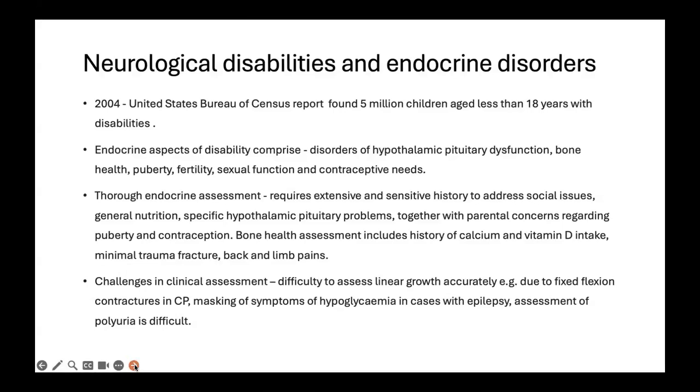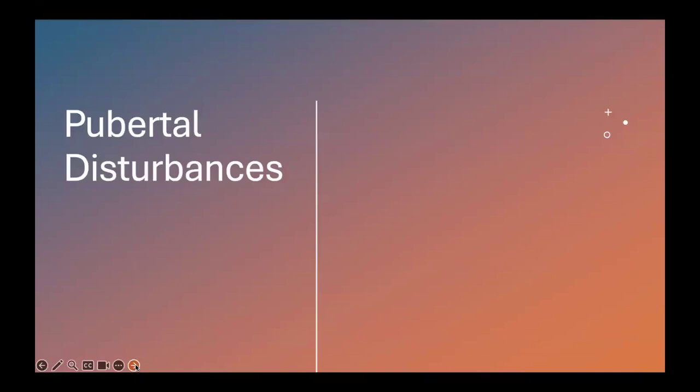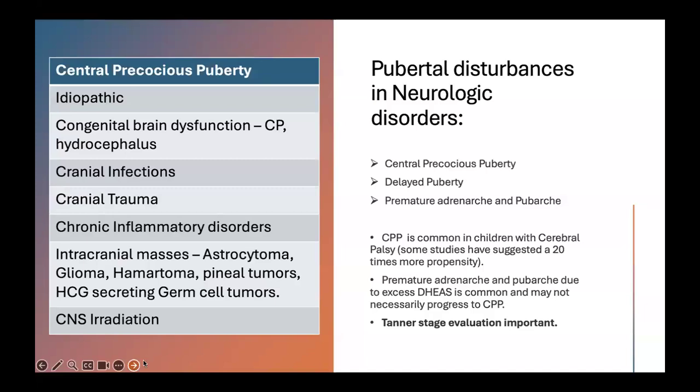So now let us move on to pubertal disturbances. A lot of pubertal disturbances can occur in neurological disorders, such as central precocious puberty, wherein secondary sexual characters develop before 8 years in girls and before 9 years in boys. Delayed puberty, wherein secondary sexual characters do not develop before 13 years in boys and 14 years in girls, as well as variants of puberty such as premature adrenarche and pubarche.